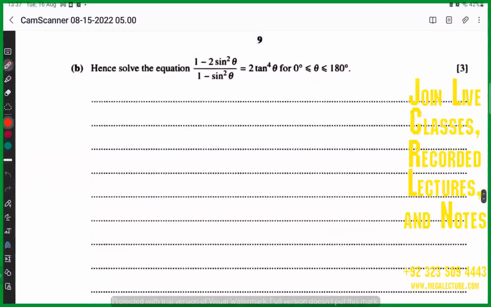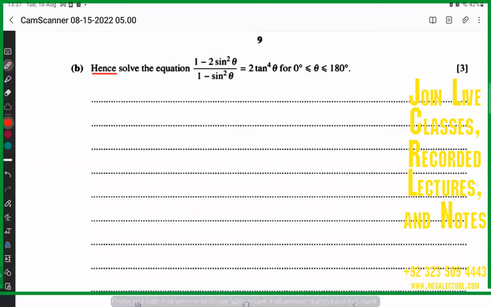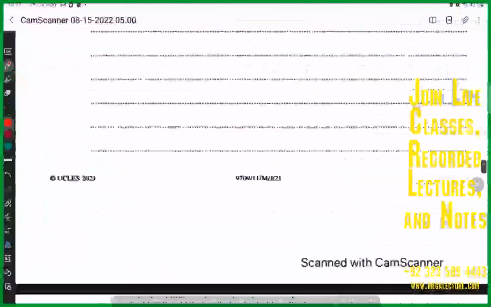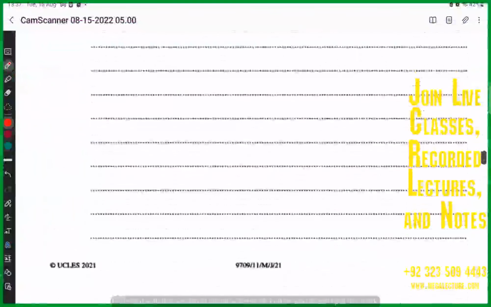Okay, so both the parts are linked, and it says hence. So obviously if there's hence, it means we will be using the previous part, as in the information given in the previous part, only that much information. Okay, 1 second, let's just read the question.